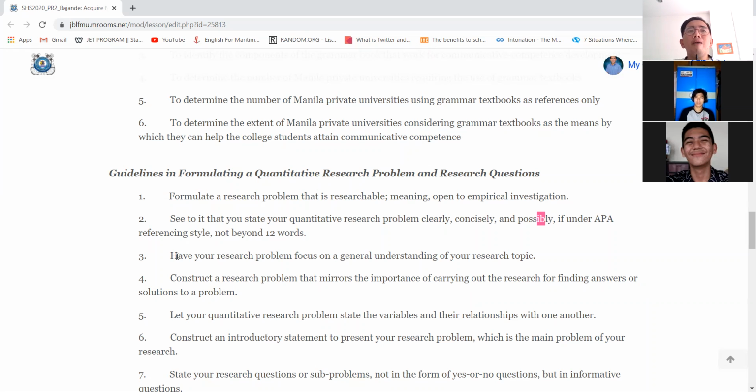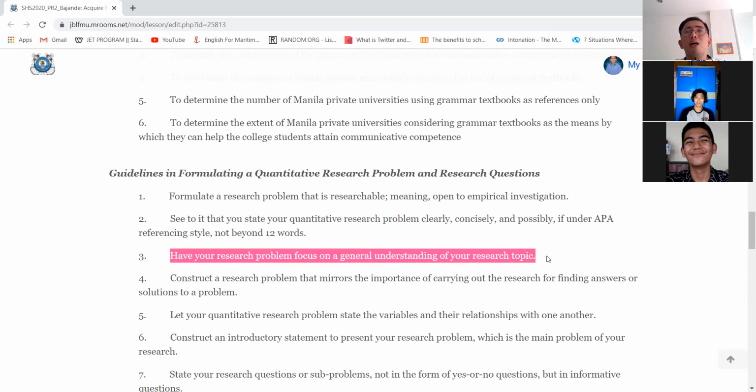Number 3, have your research problem focus on a general understanding of your research topic. Okay? So, ang research problem dapat class would come from a general topic. Okay? For example, ang topic nyo would be about online class. So, what is in online class that you want to study? Okay? Do you want to study the problems? Do you want to study about the success? Do you want to study the absences of students in online classes?